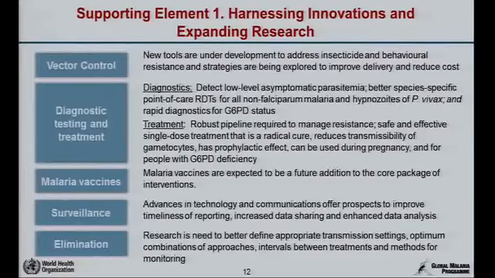Diagnostics, the promise of a specific and a lot more sensitive test for falciparum, but also the need for new tests for vivax, ideally for hypnozoites, and very importantly in the near term, rapid diagnostic test, point-of-care diagnostic test for G6PD status. In treatment, I think there is a robust pipeline of new antimalarials, with the hope that in perhaps the not too distant future we may have a single dose radical cure treatment available to us, which could indeed become a major game changer in the fight against malaria.